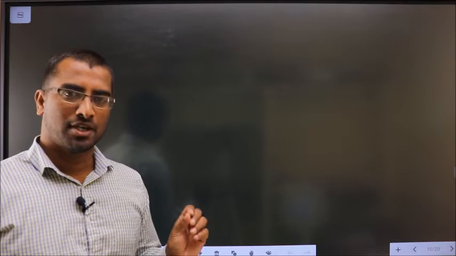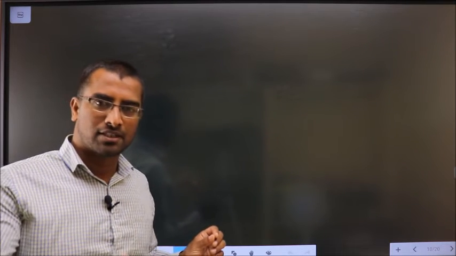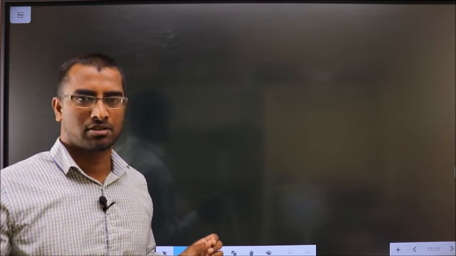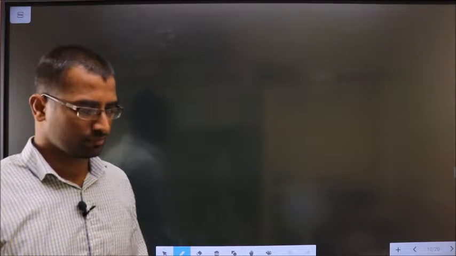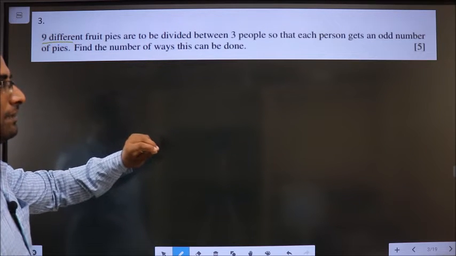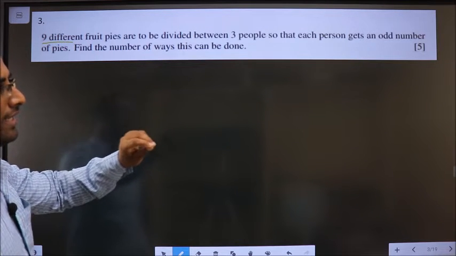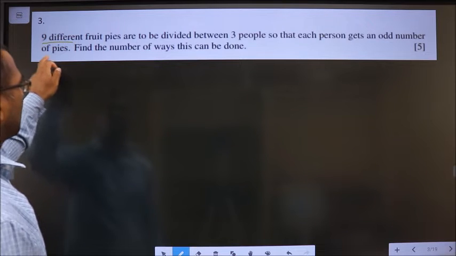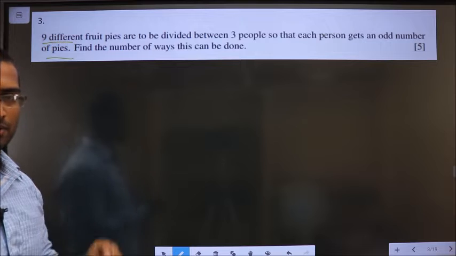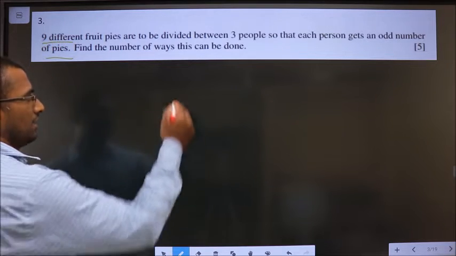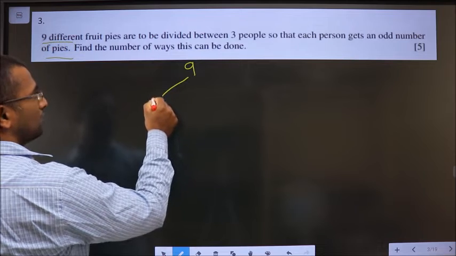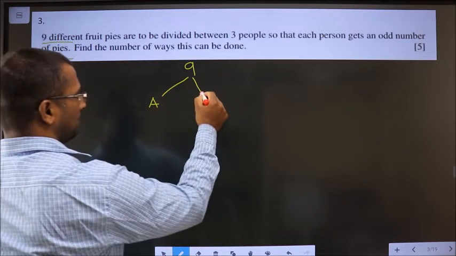Let us do a sum from combinations where we need a table to show all the options. Okay, let's start. 9 different fruit pies are to be divided between 3 people so that each person gets an odd number of pies. Find the number of ways this can be done. Given are 9 pies, you need to divide them into 3 people. So let us say A, B and C.